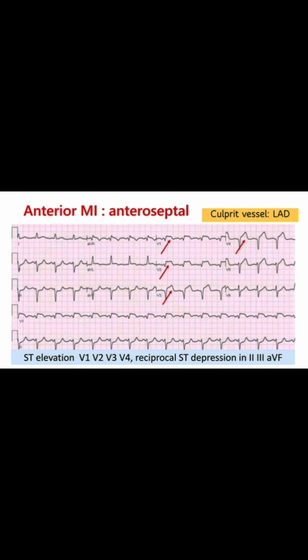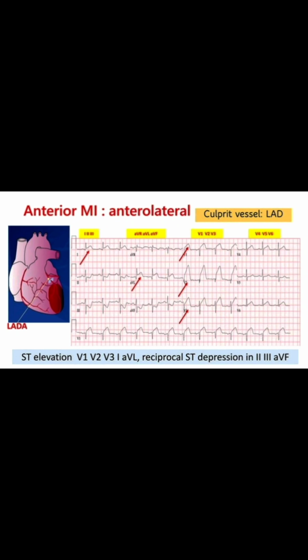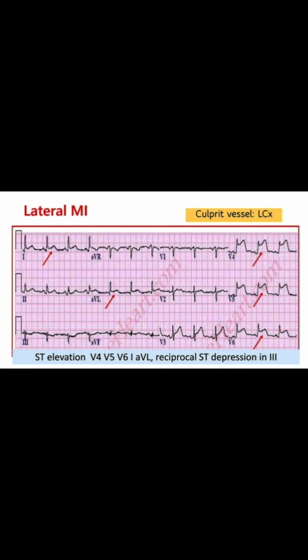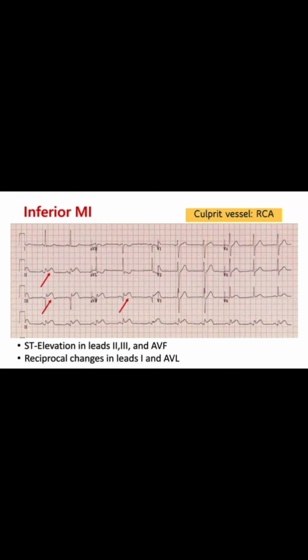Anteroseptal MI: ST elevation V1 to V4 with reciprocal ST depression in 2, 3 and AVF. Next is anterolateral MI: ST elevation V1 to V3, 1 and AVL, reciprocal ST depression in 2, 3 and AVF. Next is lateral wall MI: ST elevation V4, V5, V6, 1 and AVL and reciprocal ST depression in lead 3. Culprit is LCX. Inferior wall MI: ST elevation 2, 3, AVF and reciprocal changes in 1 and AVL.